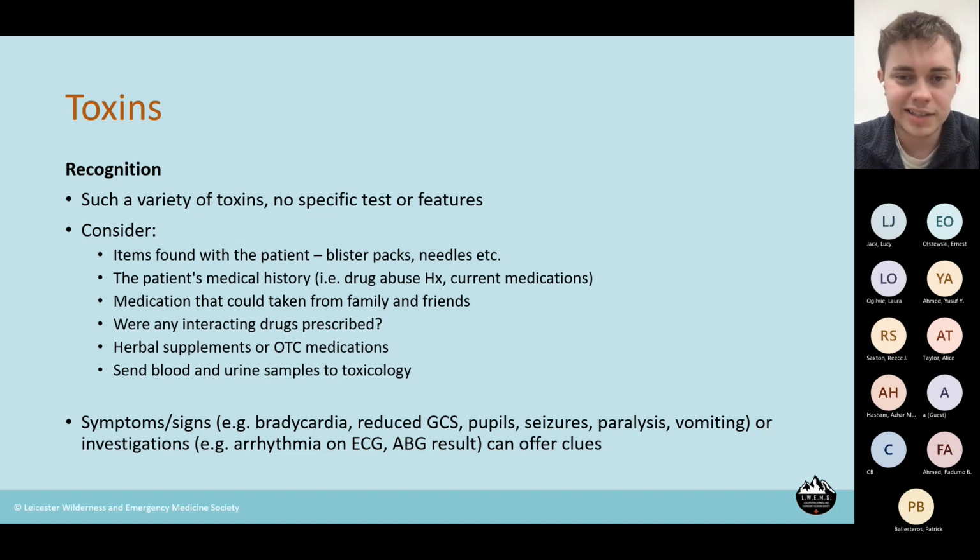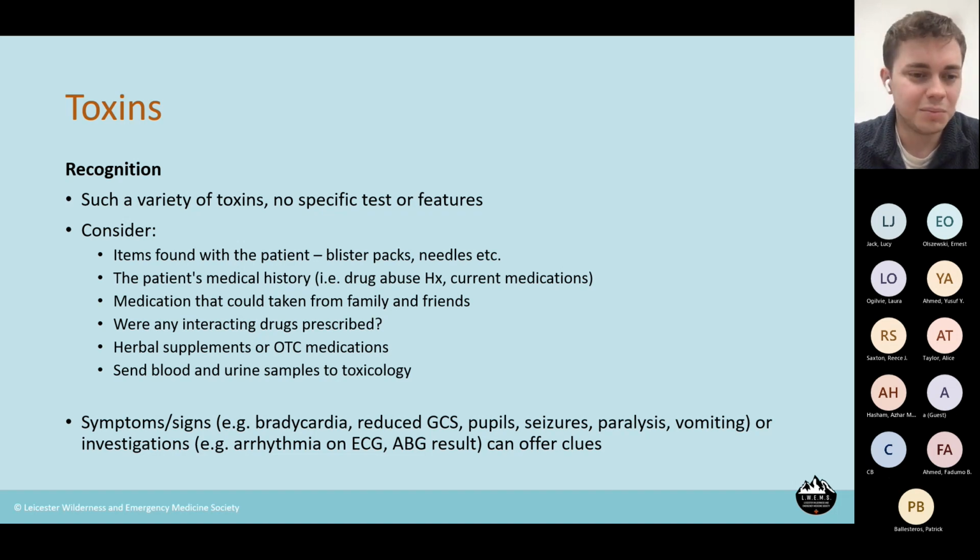So in an exam scenario, you'd be told that the patient was found with these blister packs around them or something. You could look for things like needle track marks as well in IV drug users. Think about the patient's medical history. So do they have a drug abuse history, any current medications that they're on, any medications that they could have taken from family and friends at home?